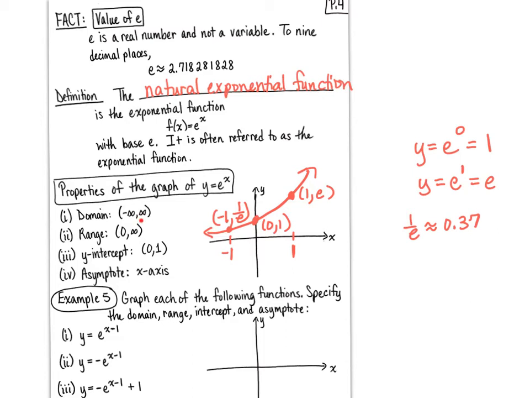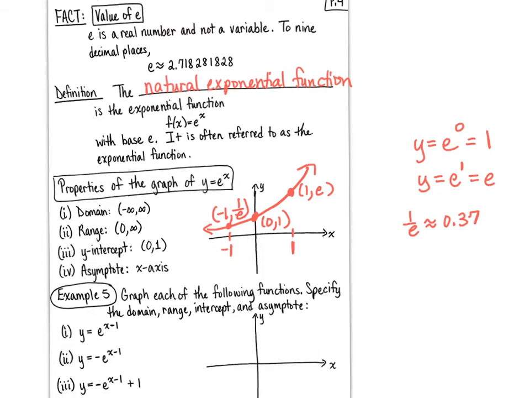So notice that the domain is all real numbers. The range, 0 to infinity. The y-intercept is 0, 1, and the x-axis is your horizontal asymptote. So it gets close to 0, but never equals it. Okay? So, let's go through an example.